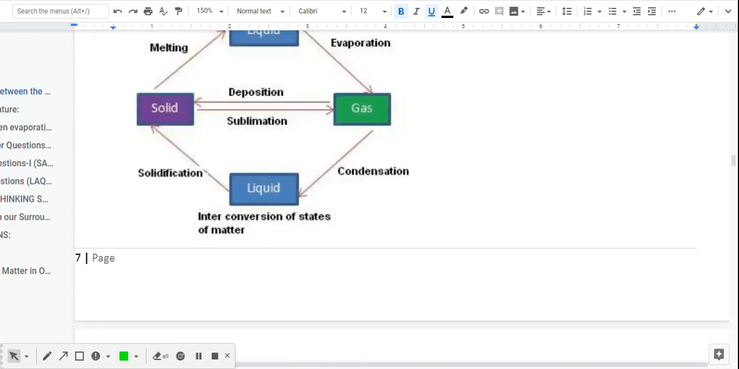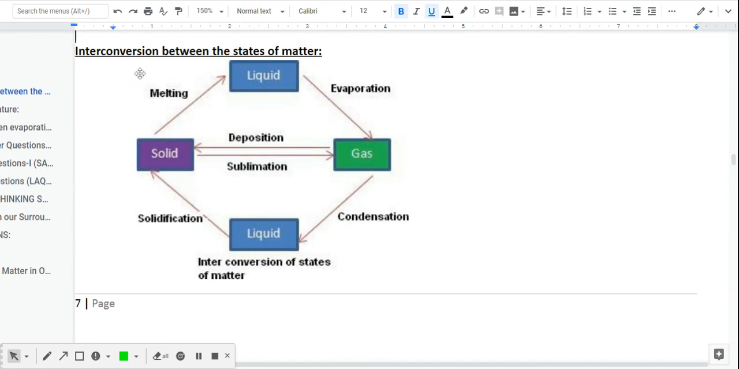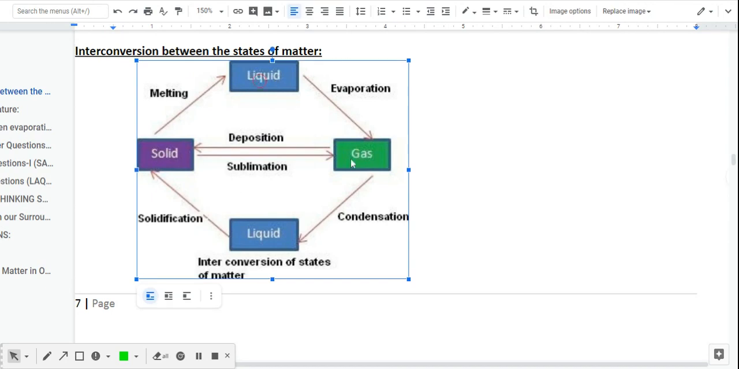Okay, now let's see this figure. Interconversion between the states of matter. I hope you are able to see this figure. It's quite clear, right? So there are certain things I mentioned over here, like the three states of matter: solid, liquid, gas. So if we start from here, interconversion of states of matter, right? When liquid gets solidified, it is freezing, right? So it gets frozen, then it becomes solid. When we give a certain amount of heat to the solid, then what will happen? It melts and it gets converted into liquid form.